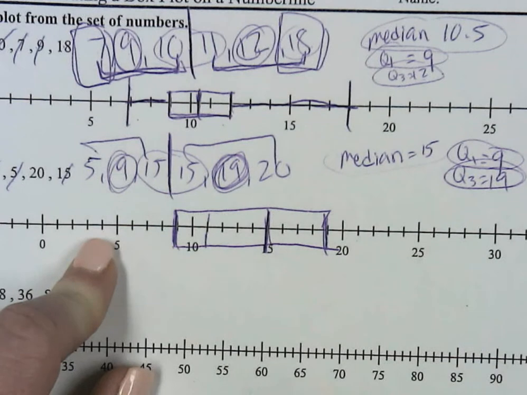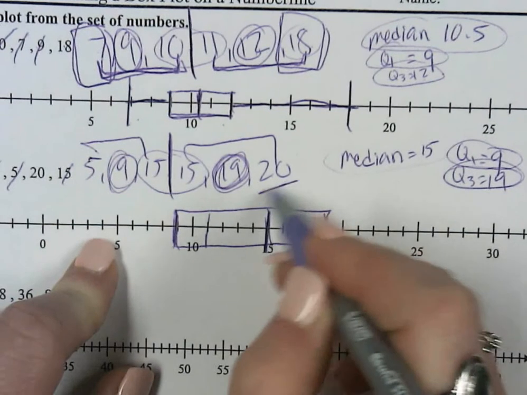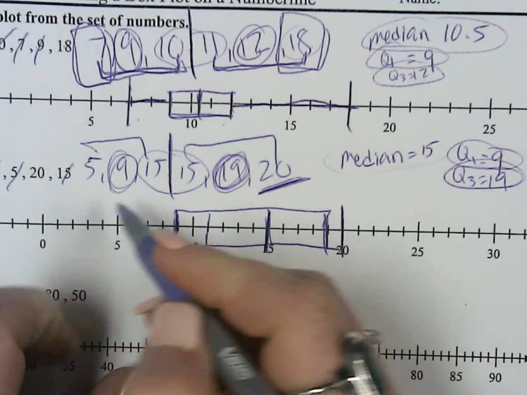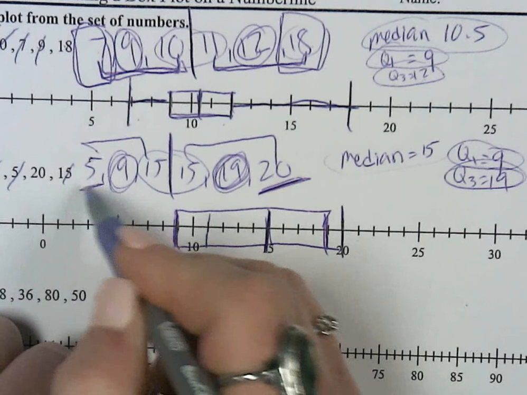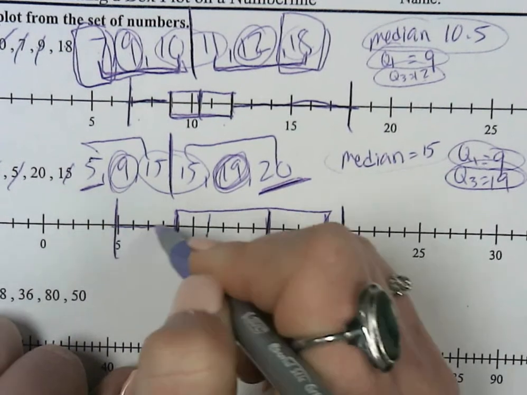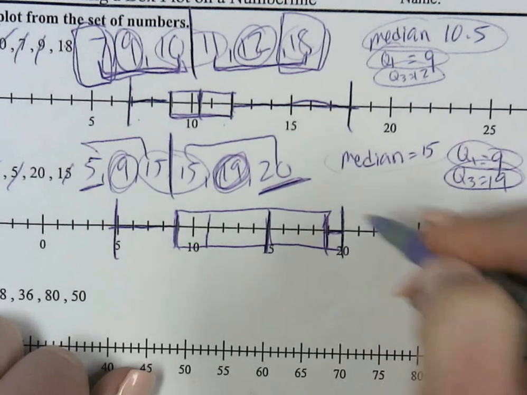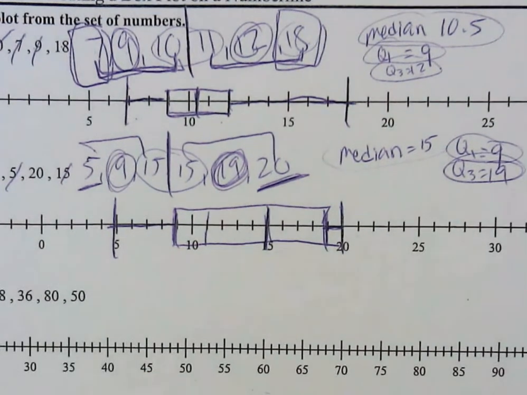Now it's time for our whiskers. That's our high end and our low end. So the biggest number we had was 20. So 20 is right here. Our smallest number was a 5. 5's right here. And those are the ends that are going to be connected with our whiskers. So our whiskers are not very long on this box. And when you have short whiskers, it means that your data was not spread out very much.